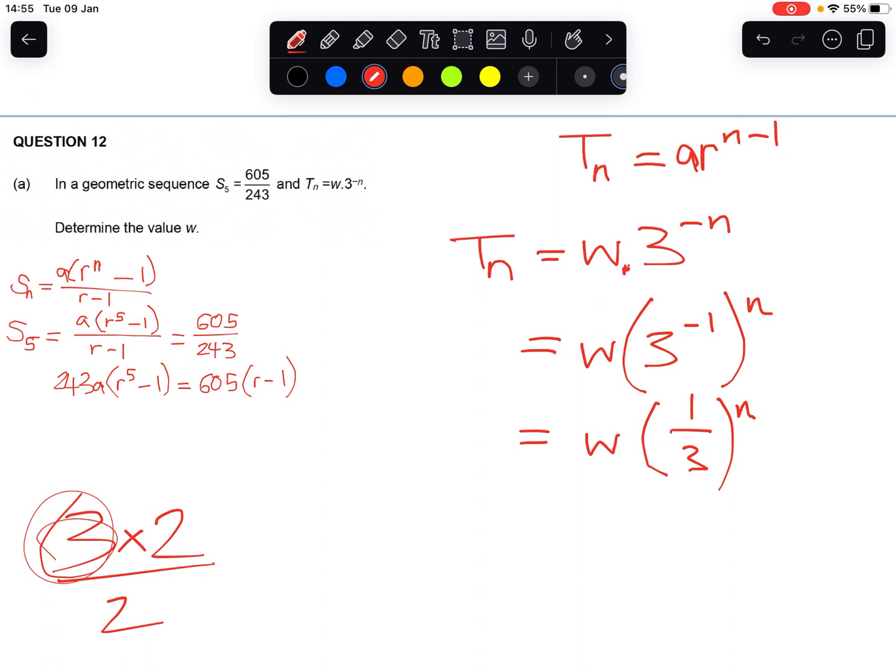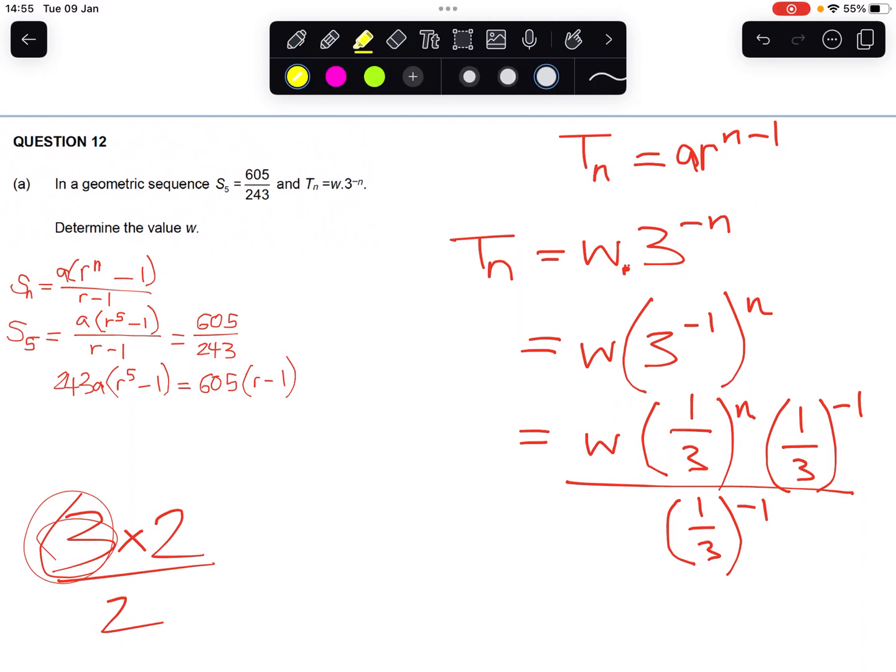If I want a minus 1, that means I want to times by 1/3 to the minus 1, because then I'd have 1/3 to the power of n minus 1. But then that means I must also divide by 1/3 to the power of minus 1. So this is 1 in disguise. I'm just timesing by 1, so I'm not actually changing this. I'm just trying to find a different way of expressing it.